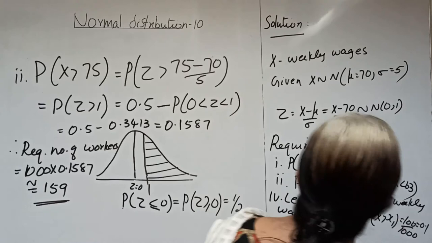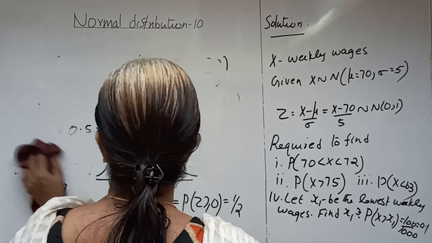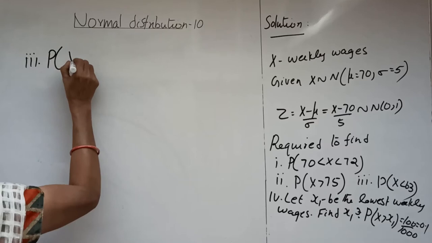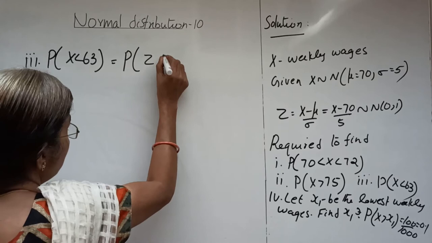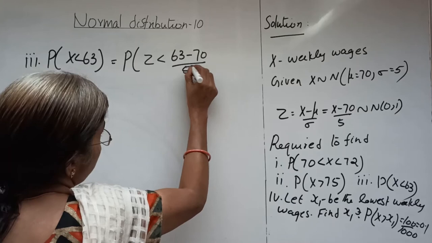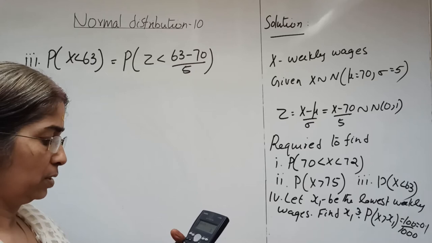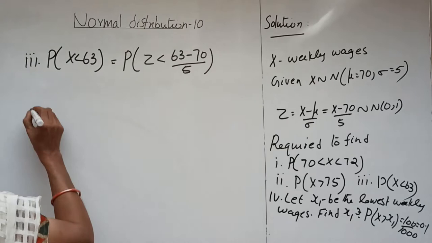Firstly, we require to find probability x less than 63. Part 3 is probability x less than 63. That is equal to probability z less than (63 minus 70) by 5. 63 minus 70 divided by 5 is equal to minus 1.4, so that is equal to probability z less than minus 1.4.